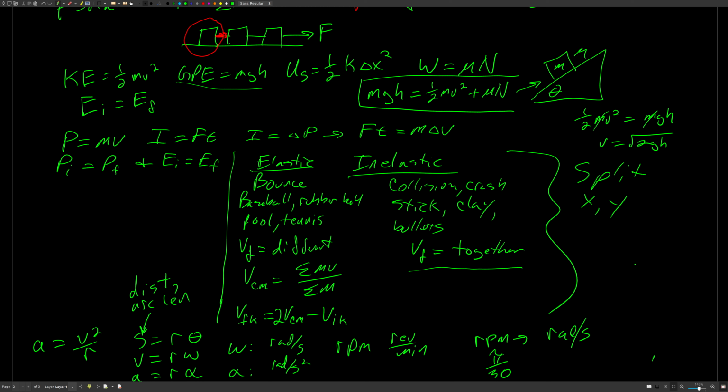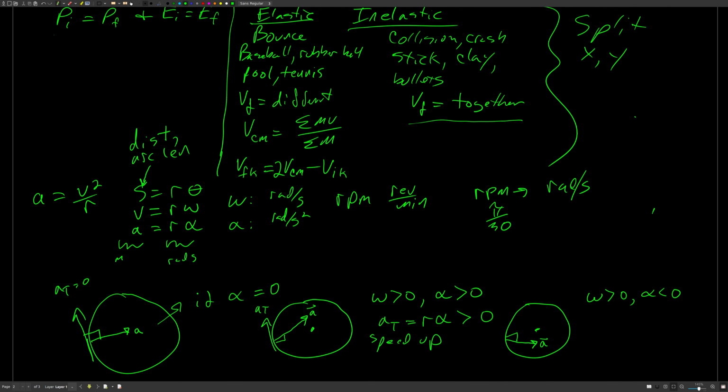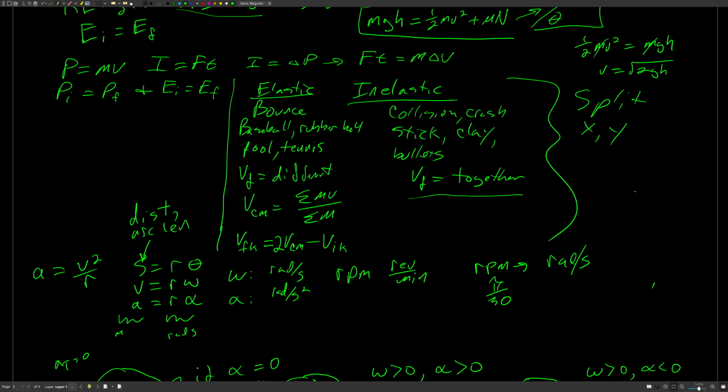My last question is still change in momentum. How do I find change in momentum? Where does it fit in? If momentum is MV, then change in momentum is change in MV, but the M doesn't generally change, so it's M times change in V. The change in V is going to be V final minus V initial.